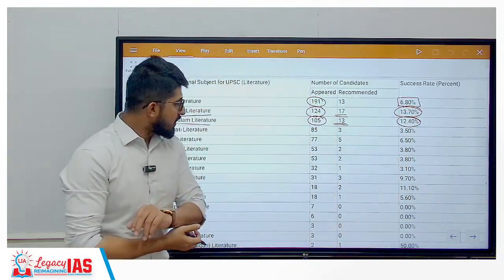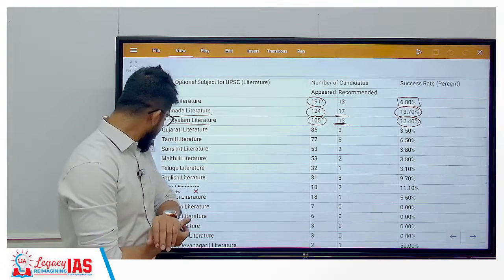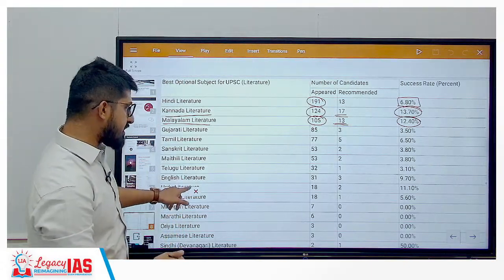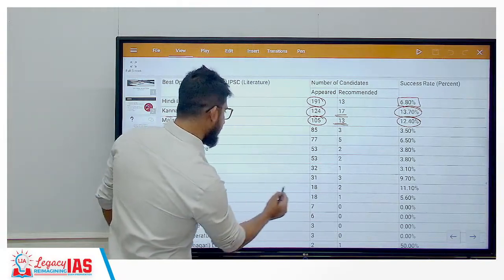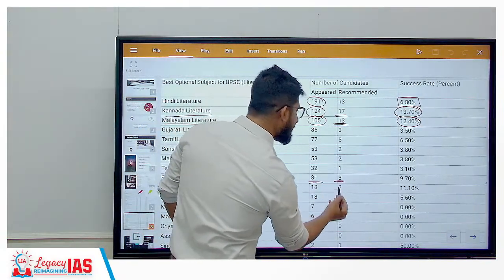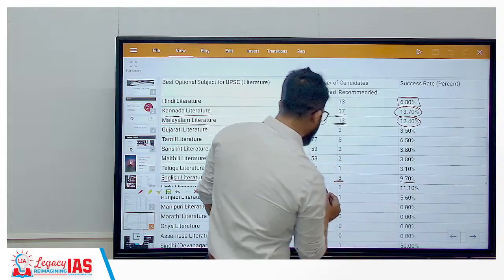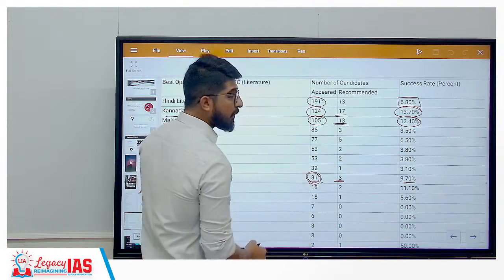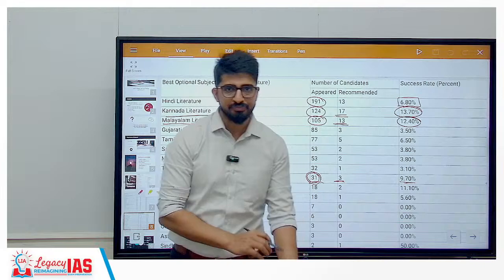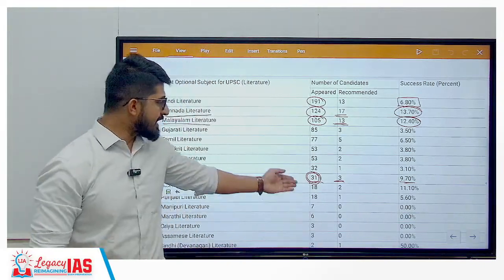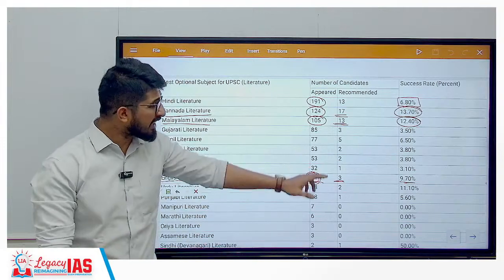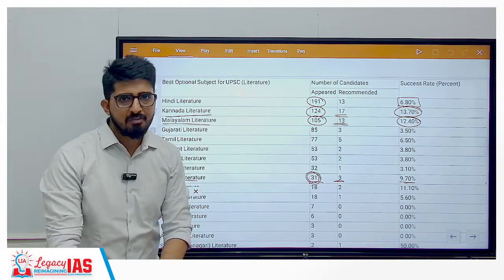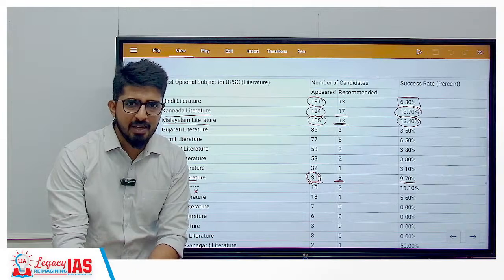True for even your English literature, if I am not wrong. Yes, English literature, look at this, the number of people who are selecting is 31 and only 3 people get selected, which is 9.7. And look at this number, this is more important, how many people have taken. It is less than 50 people. Out of them, only 3 people. You can't consider the percentage there because it is a very small number of people writing the examination.